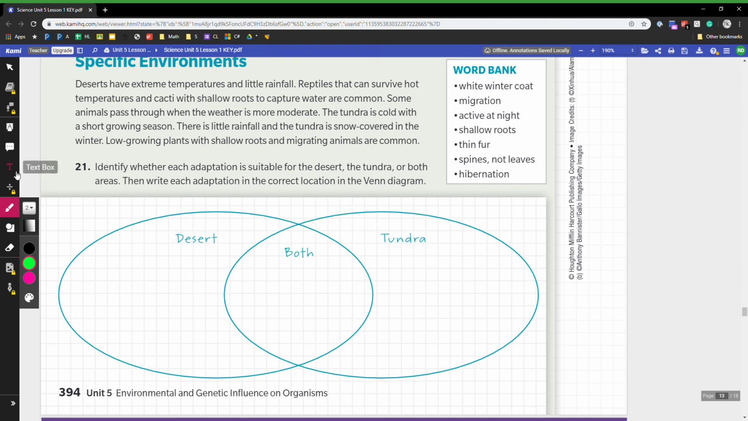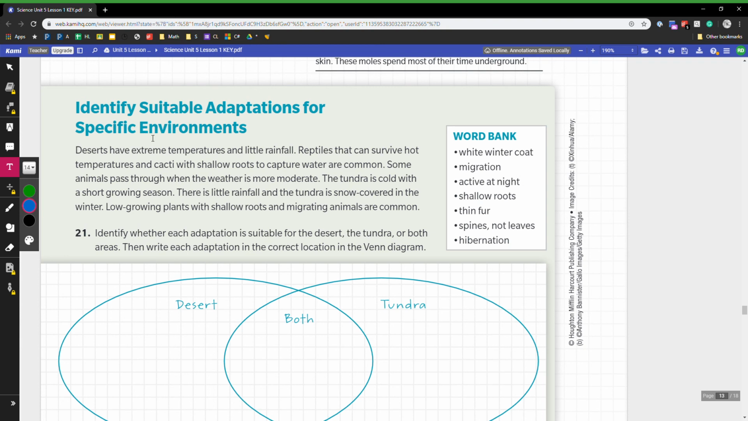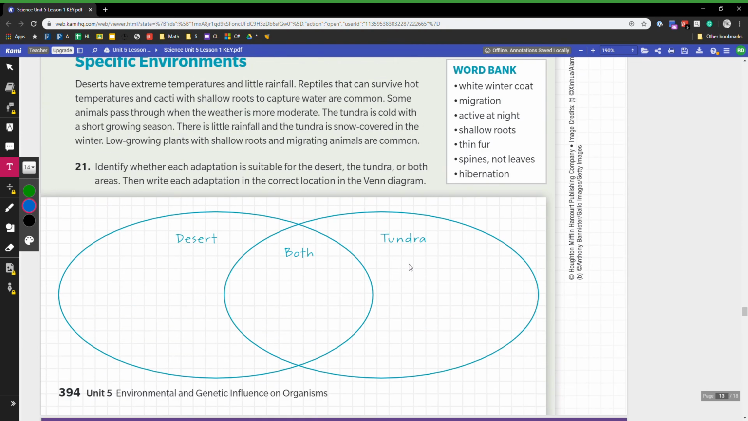Okay, then we're sorting these word banks into suitable environments, and then this is it. Long video today, sorry. This is 2 days' worth though. So the tundra would be a white winter coat, would be in the tundra.